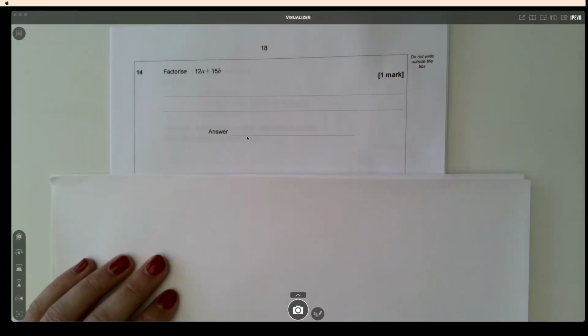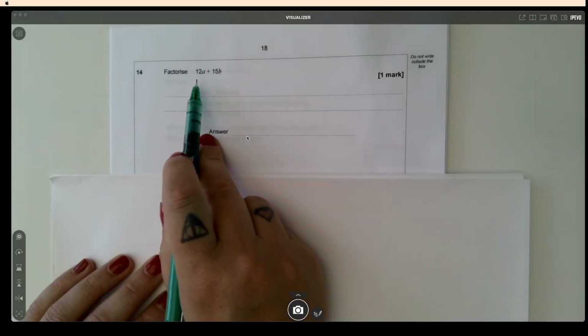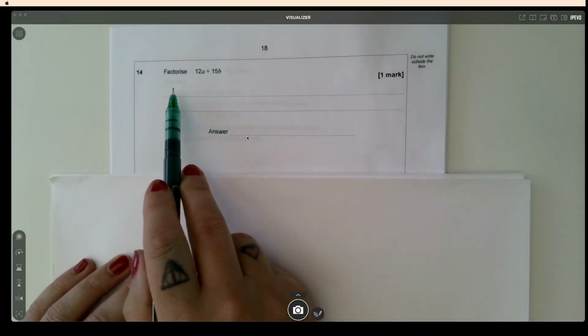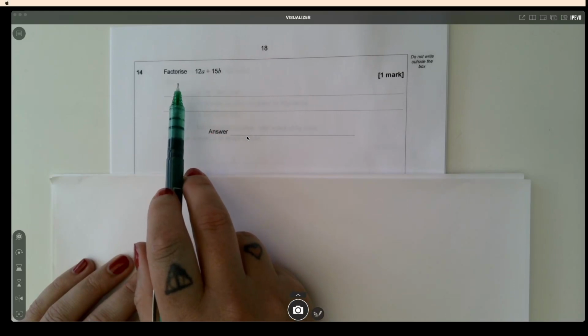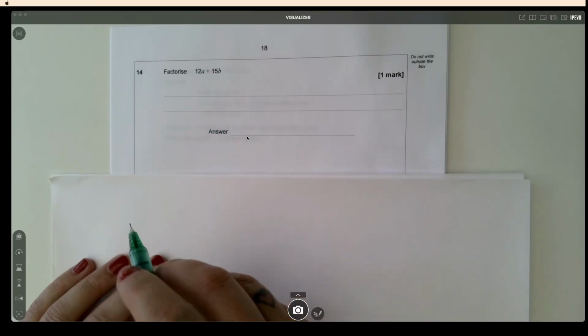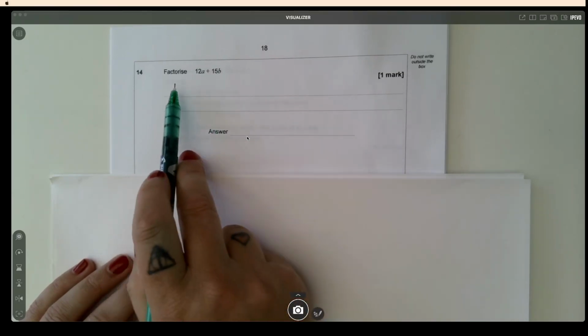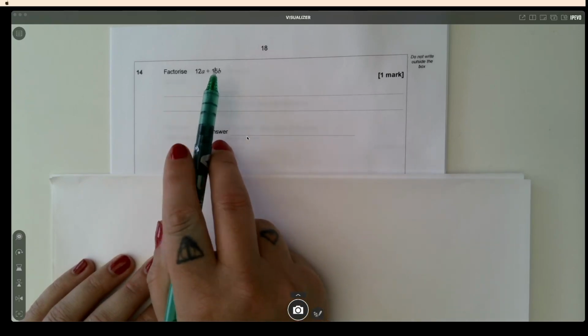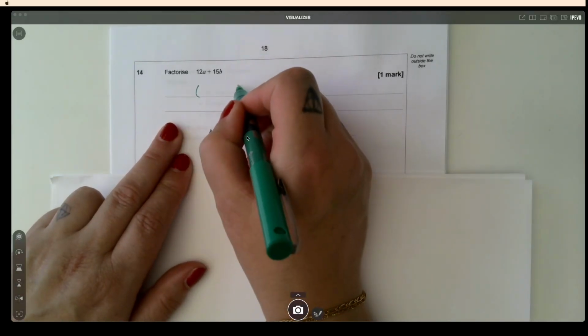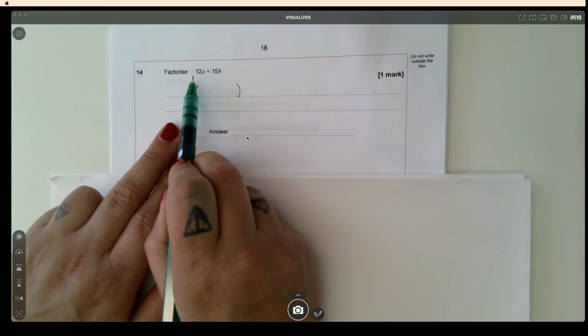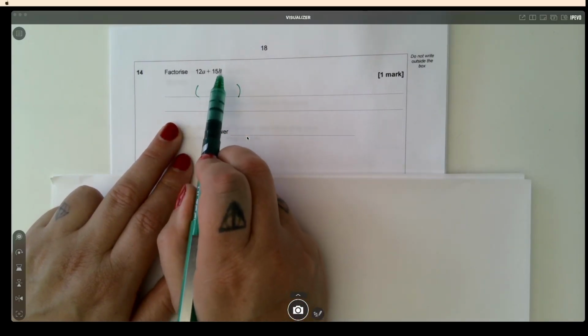Question 14. Factorise 12a add 15b. So factorising is the opposite of expanding brackets. When we expand brackets, we get rid of the brackets. When we're factorising, we're going to put brackets in. And to put a bracket in, we need to find the highest common factor of 12a and 15b.